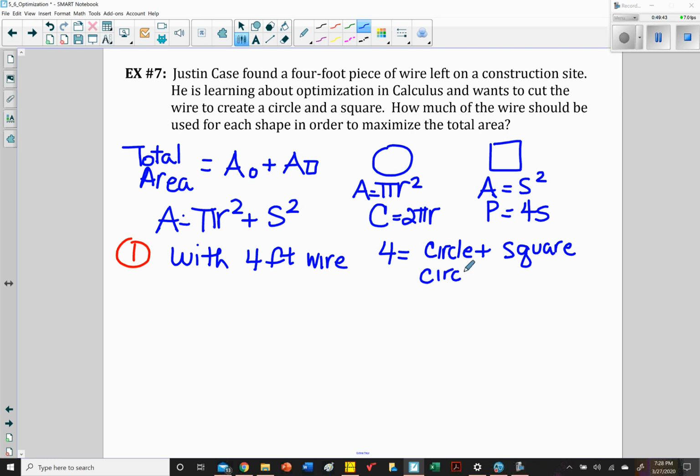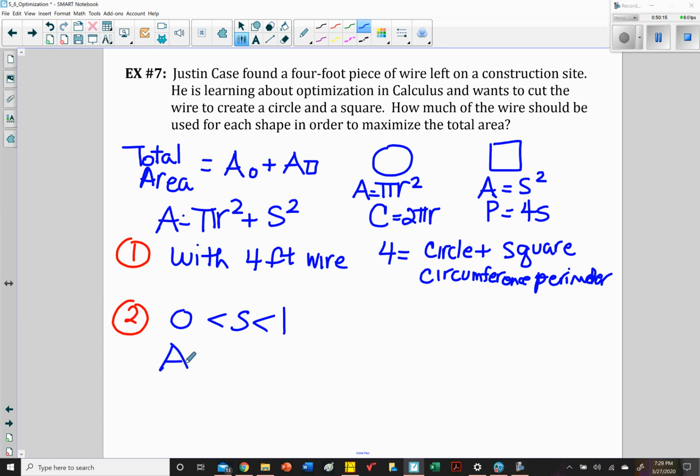The circle circumference plus the square perimeter. So together they make 4. And we want to talk about the domain. So the domain would have to be somewhere between 0 and 1, since the side has to be between 0 and 1.